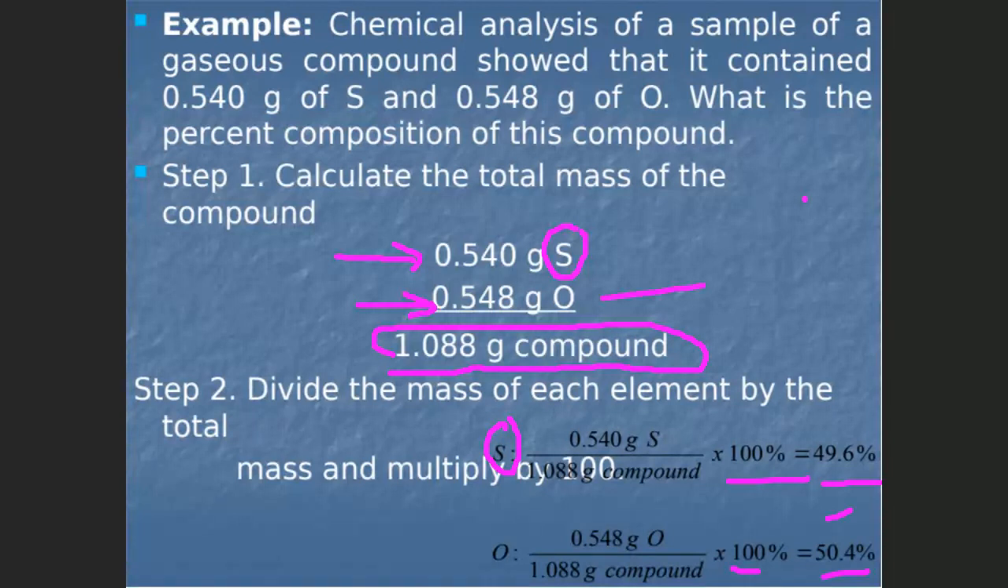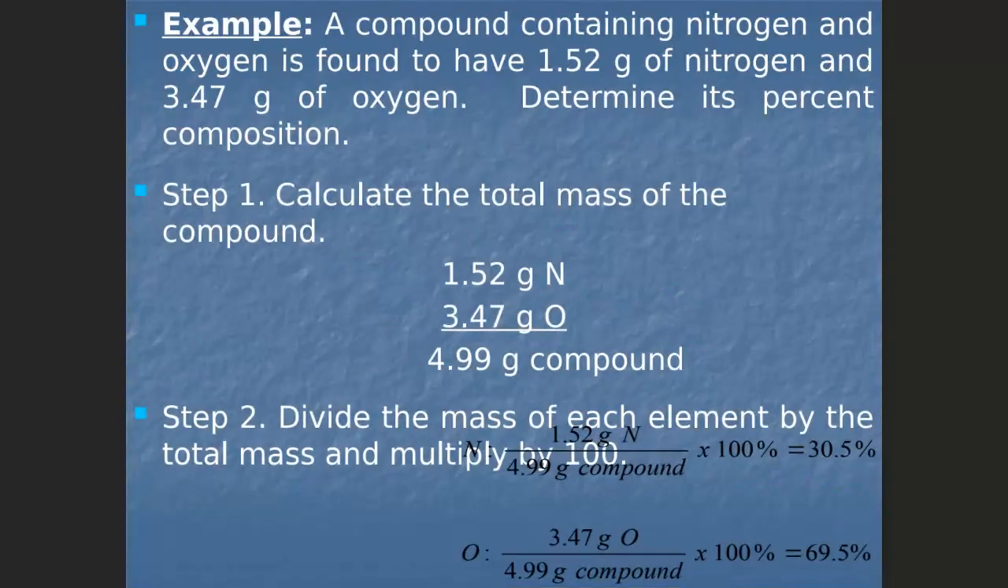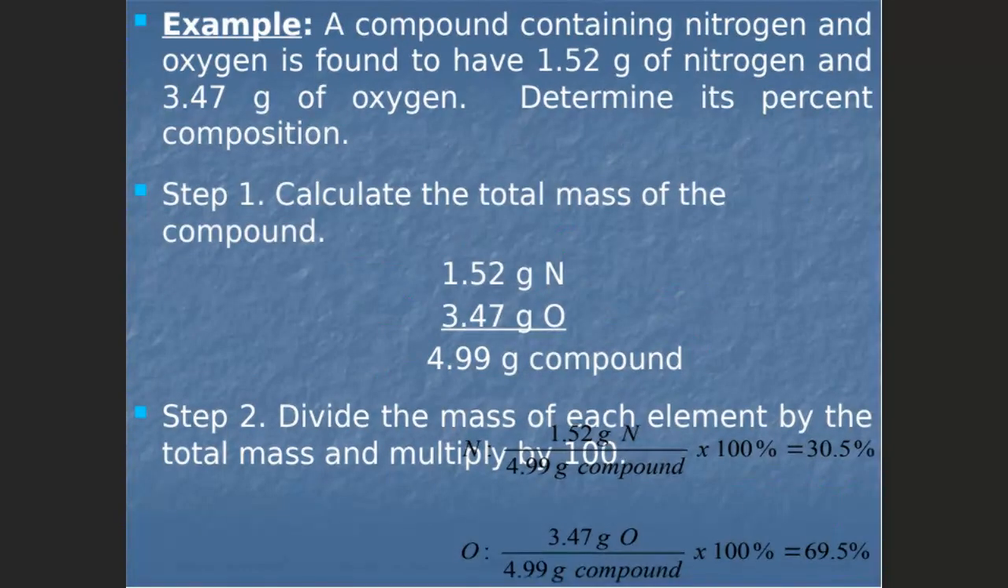And look, if you now add these two percentages, they equal 100. So these are the two types of percent composition calculations that you normally need to do when we are considering calculating the empirical formula and the molecular formula. Okay, we have another example. Here it is the same: we have this amount of nitrogen, oxygen, and total, and you will do the same thing. So let's move on.